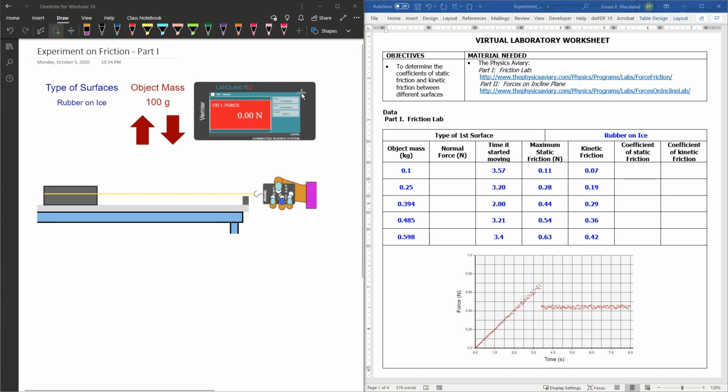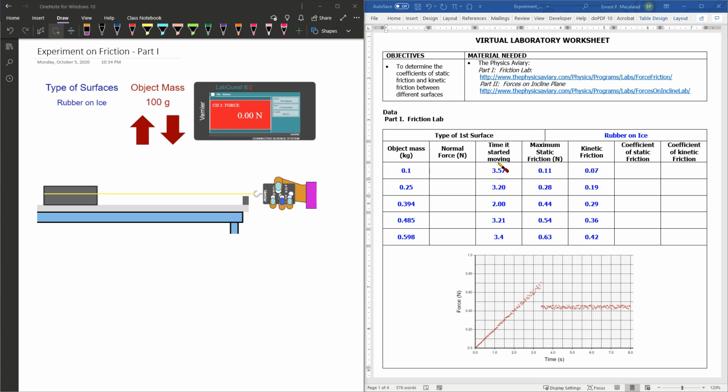on friction. Okay, so previously what we did is we varied this object's mass and then we measured using this graph the time before it starts to move and the maximum static friction found here and the kinetic friction using this graph.